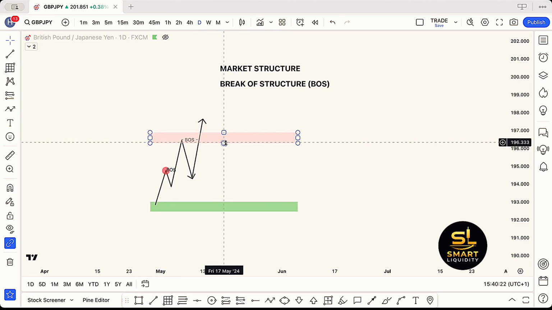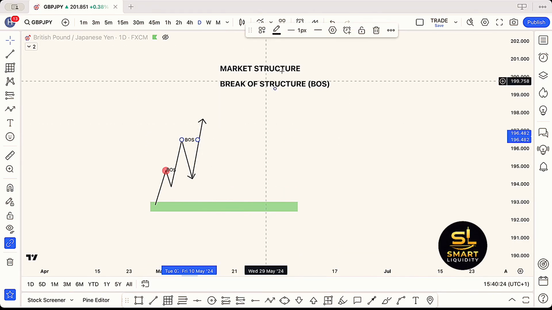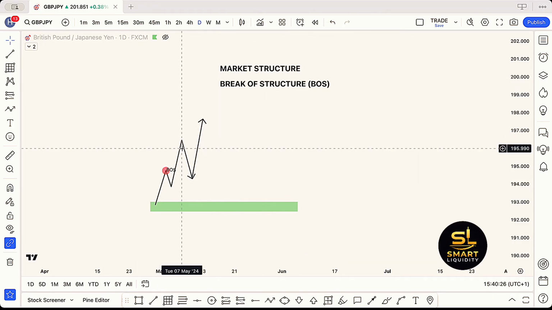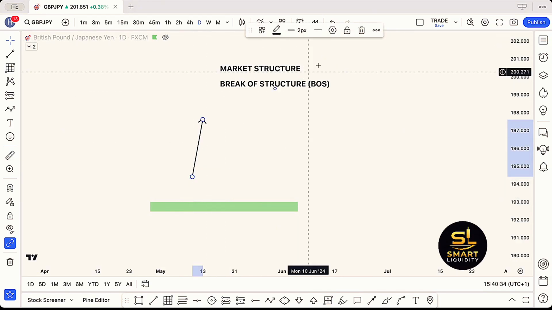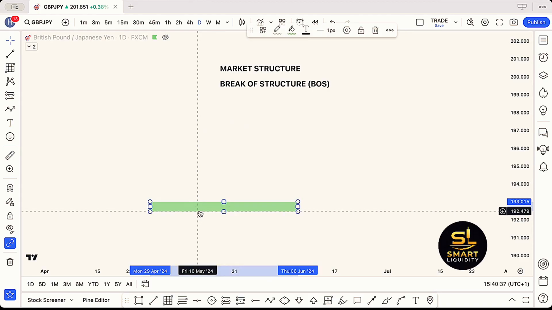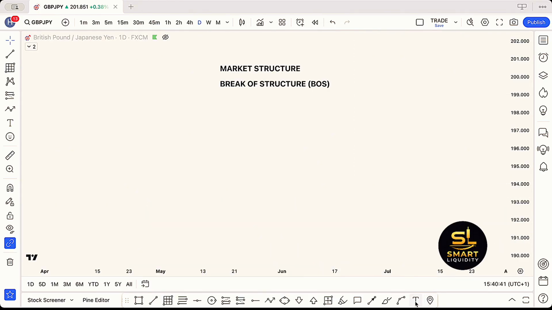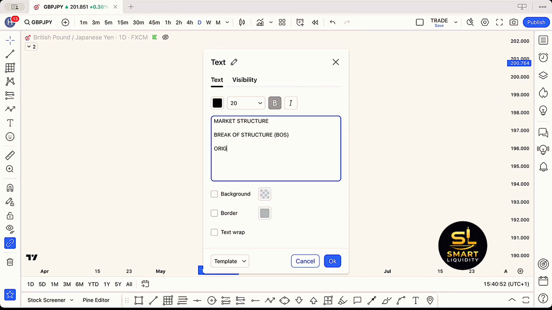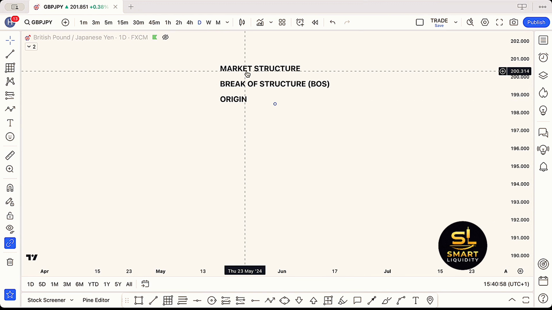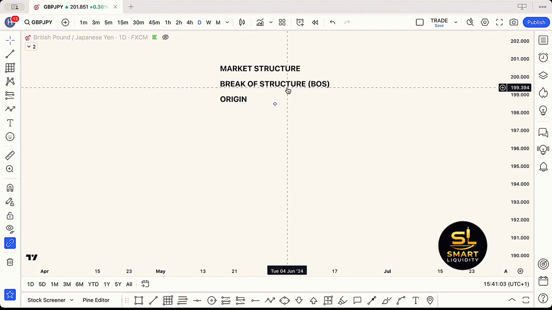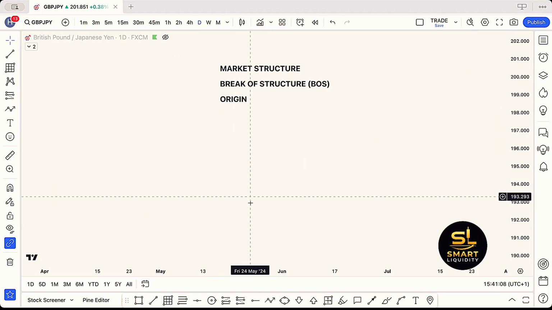Now, after pointing out the most recent break of structure to the upside, the next thing I will need to do is to bring out the origin that caused that particular break of structure. Remember, the first one is you need to read the market structure. Second, you need to point out the most recent break of structure aligning with the market structure. Then the next one is origin.